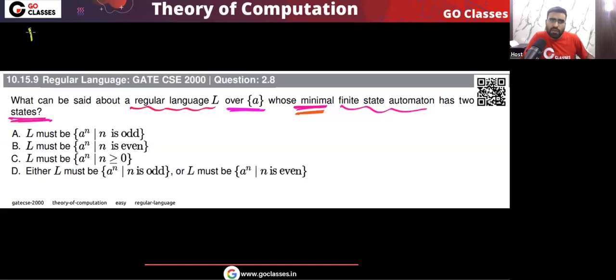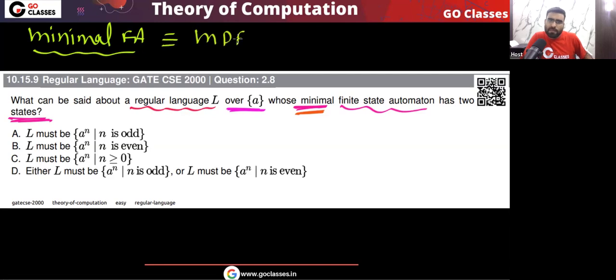By default, whenever the question says minimal FA, minimal finite automata, it is talking about minimal DFA. Is this point clear? Minimal finite automata by default means minimal DFA. It does not mean minimal NFA. It is given in the Ullman book, and in many standard resources, finite automata simply means DFA. So anyway, let's see this question.